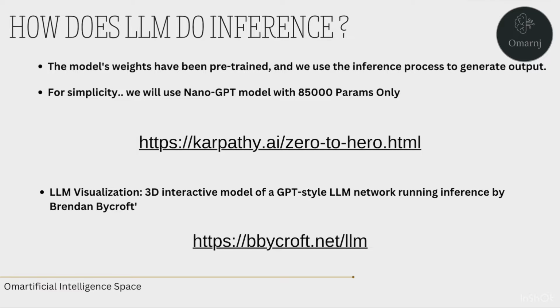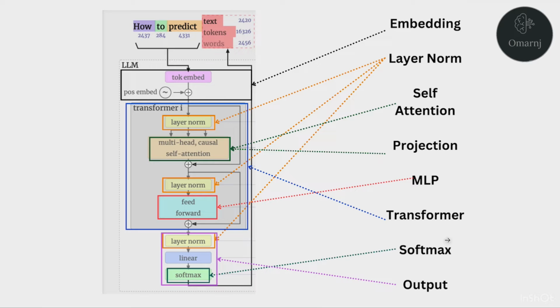And I am also going to use the LLM visualization, which is a 3D interactive model for a GPT style, powered by Brendan Bycroft, which is a great 3D interactive as we are going to see in this video. Okay, so this is mainly the decoder-only transformer that we are using for inference, or for generating the outputs. So how do we predict next tokens or words?